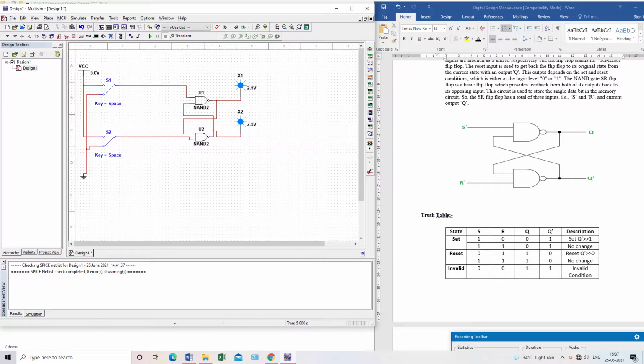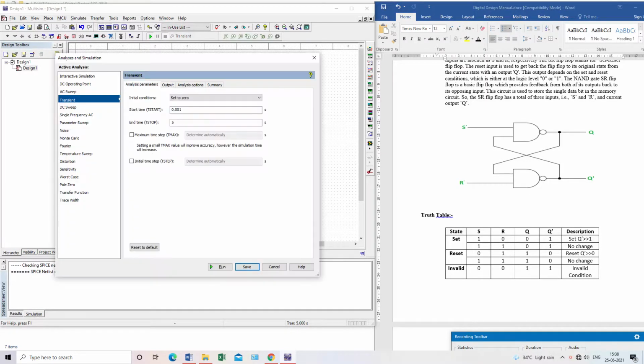What will we do next? We will observe the output by switching the inputs on and off. First we will check for set. So this one is set. I will make this one 1, and this one is reset, so I will make this one 0. So S is on 1, and R is on 0. When we give this as the input, then we will observe Q will be 0 and Q dash will be 1. So we will see this.